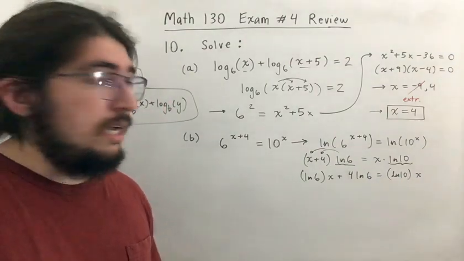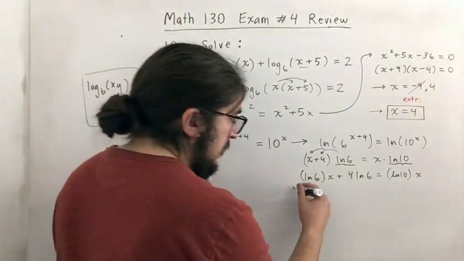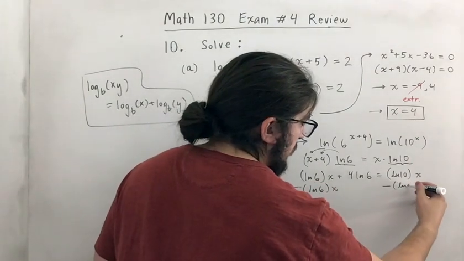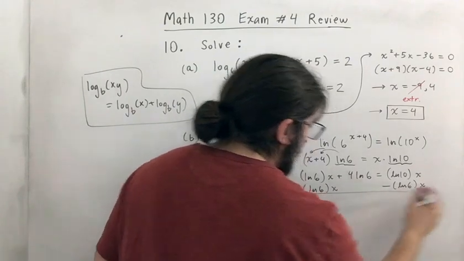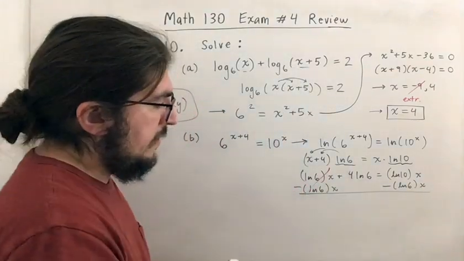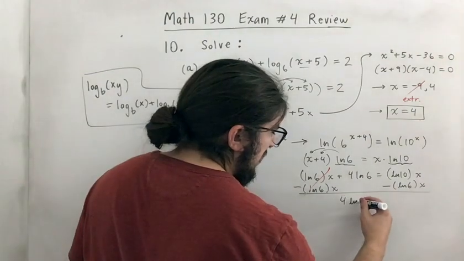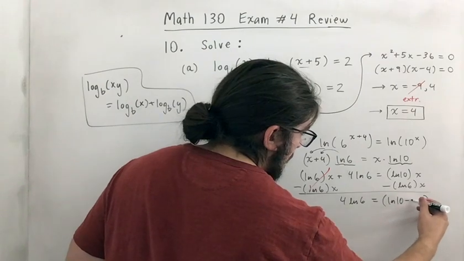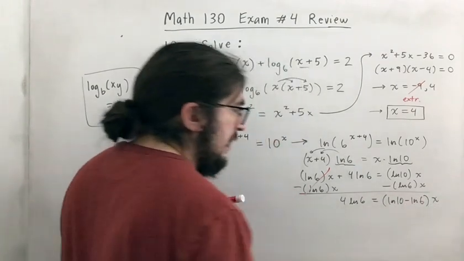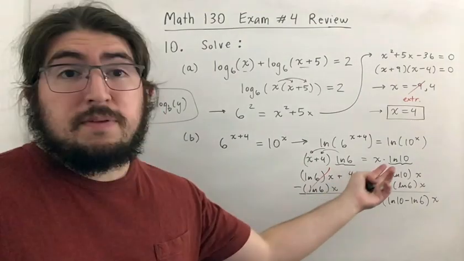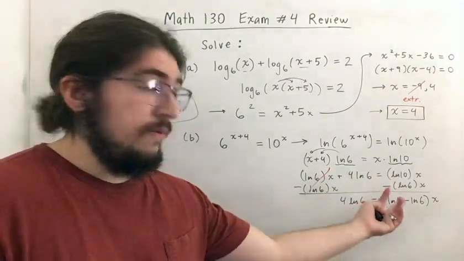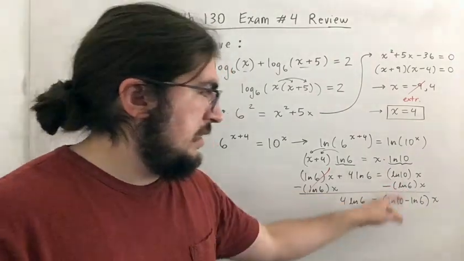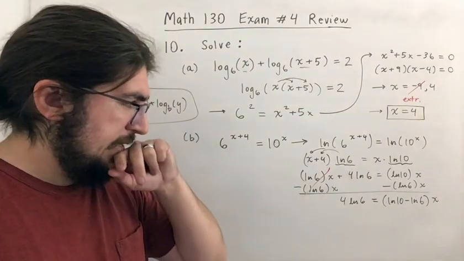We want to get x by itself, so I'm going to move this x term to that side and subtract. So I'm subtracting ln of 6 times x from this side. Here, these cancel on the left, leaving us with 4 ln of 6. These subtract as follows: ln of 10 minus ln of 6. And that may look a little funny at first, but just remember, for example, 5x minus 2x is whatever 5 minus 2 is, which is 3, times x. Also, you can distribute the x and see that you indeed get ln of 10x minus ln of 6x.